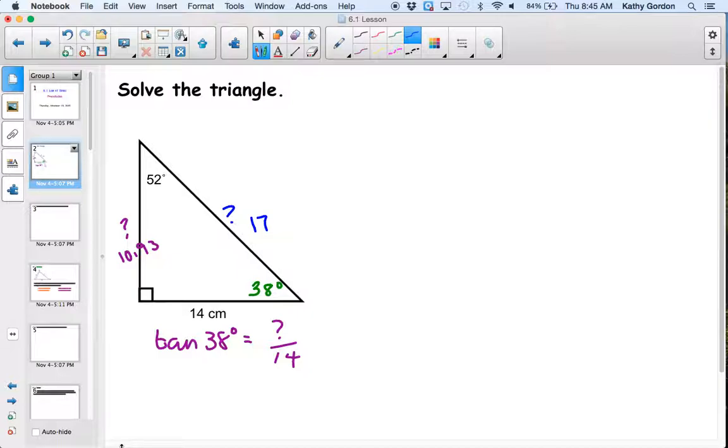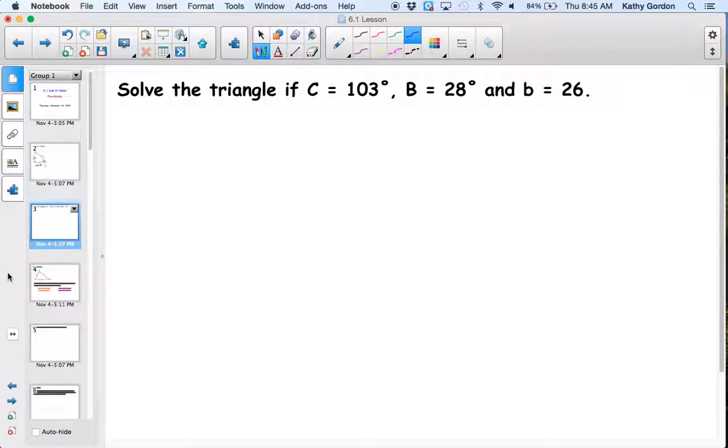Okay. So that's what we mean when we say solve a triangle. We were given 3 of the pieces, we have to figure out the other 3 pieces, which on a right triangle is pretty easy. But what happens when I give you information like this about your triangle? So we're being told here that we've got capital C equal to 103, capital B equal to 28, and small b equal to 26. What do you suppose is the difference between the capitals and the lowercase?